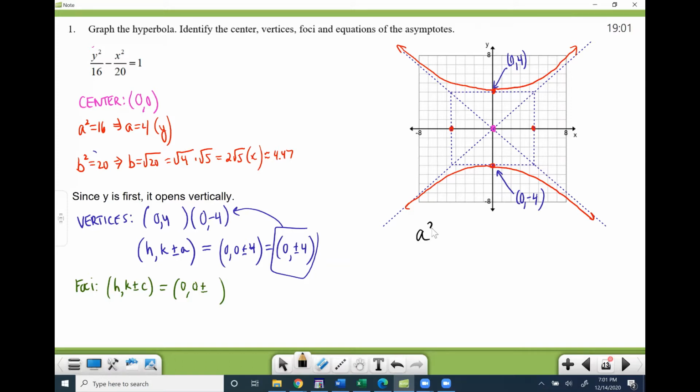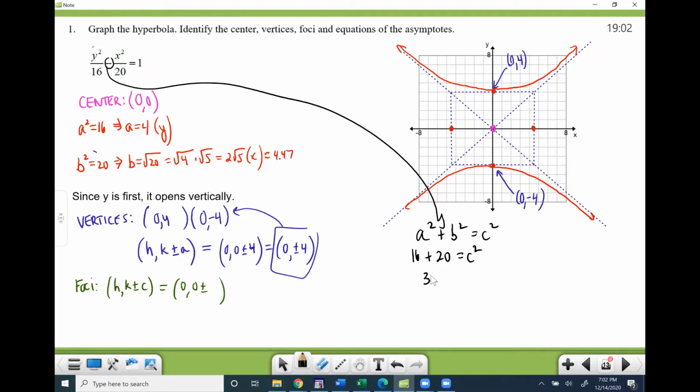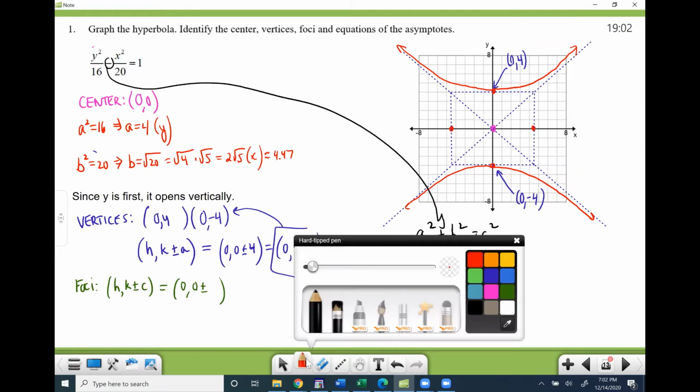Yeah. A squared plus B squared equals C squared. Remember, if it's a minus here, that means it's a plus here. Okay. And we know A and B. So we just got to plug them in. So we got 16 plus 20. So 36 equals C squared. So C must be 6 after you square root both sides. So you're going to put a 6 in there.